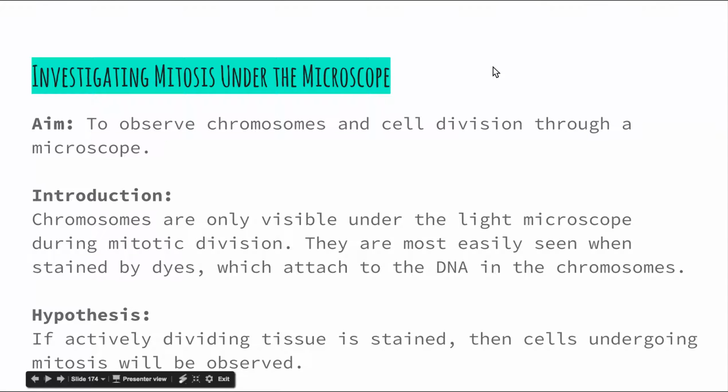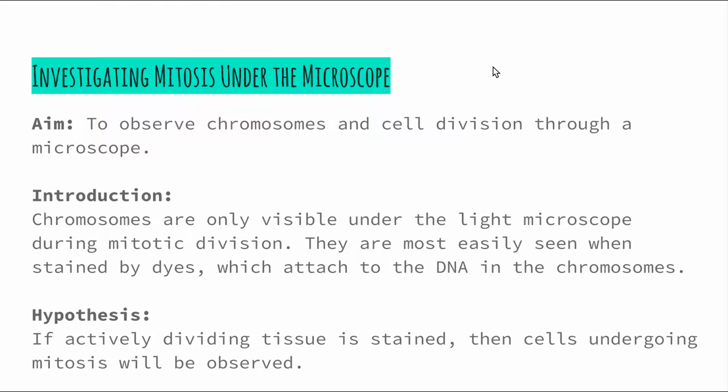So to do this, we're going to carry out the investigating mitosis under the microscope. The aim of this investigation is to observe chromosomes and ultimately cell division through a microscope. So just a little bit of background information with our introduction. Chromosomes are only visible under the light microscope during mitotic division, so during that process of mitosis. They are most easily seen when stained by dyes. So dyes obviously color the chromosomes in order for us to be able to see them under the microscope.